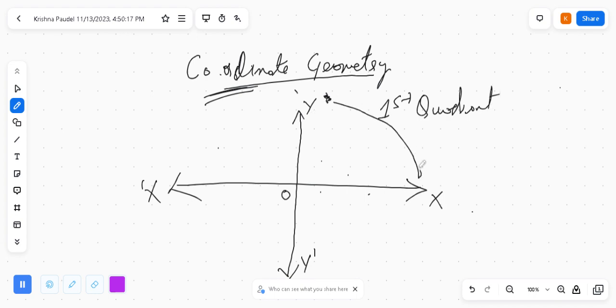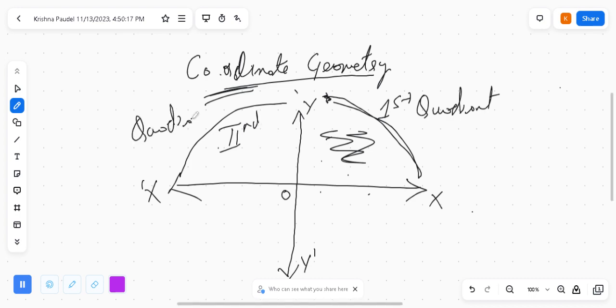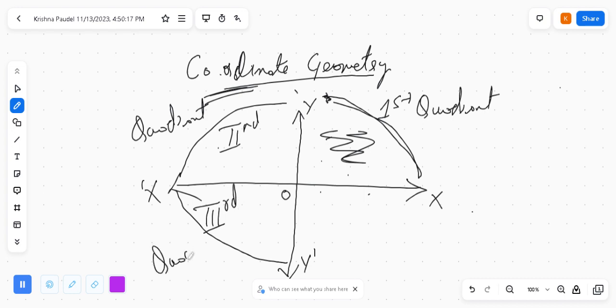This whole thing from here till here is called the first quadrant. From here till here will be called the second quadrant. From here till here we will call the third quadrant. And this part of the plane will be given the name fourth quadrant. So this part is called the first quadrant, this one is second, this one is third, and this one is the fourth quadrant. Now what is the importance of these quadrants? See here once.